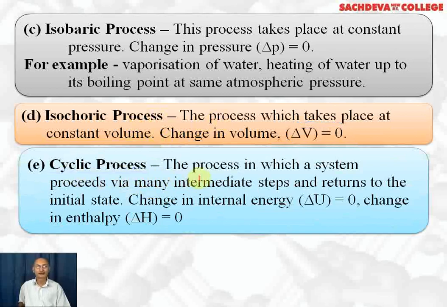Cyclic process. The process in which a system proceeds via many intermediate steps and returns to the initial state. Now, this is very important. If your initial and final state is the same, then change in internal energy, that is delta U, will be equal to 0. Change in enthalpy, delta H, will also be equal to 0. Internal energy and enthalpy will be taken in detail. But you can remember that delta U is the energy change.